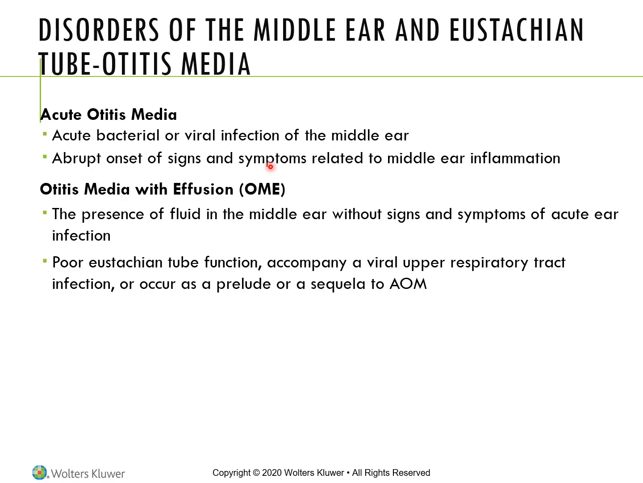So we'll talk next about disorders of the middle ear and of the eustachian tubes, specifically things like otitis media. Acute otitis media, or an ear infection, is an acute bacterial or viral infection of the middle ear. It usually has an abrupt onset of signs and symptoms related to middle ear inflammation. So those are things like pain, temporary hearing loss. Those are relatively common with an acute onset of otitis media.